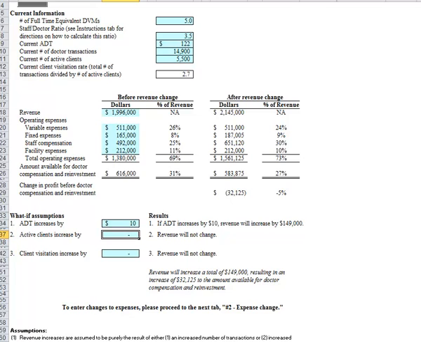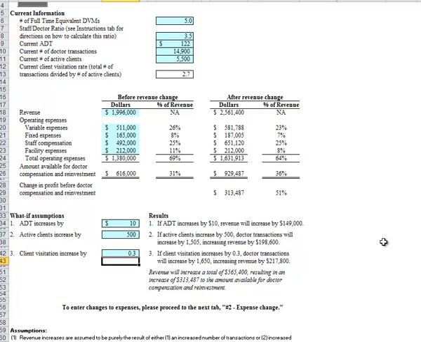Our second what-if scenario is, what if our active clients grow by 500? So instead of 5,500 active clients, we've got 6,000 active clients. If that occurs, our number of doctor transactions will increase by roughly 1,300. That is going to have the impact of growing our revenue by about $179,000.